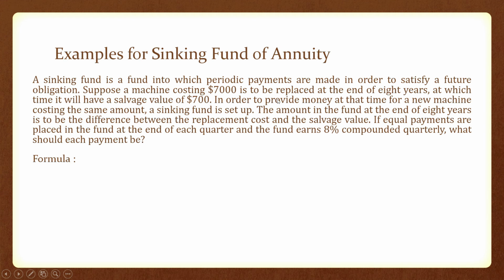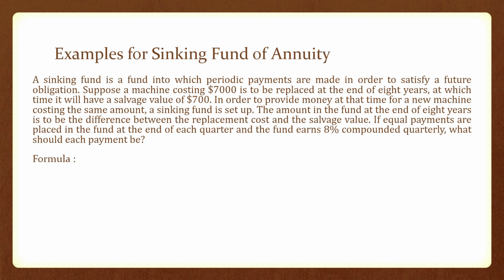In order to provide money at that time for a new machine costing the same amount, a sinking fund is set up. The amount in the fund at the end of 8 years is to be the difference between the replacement cost and the salvage value. If equal payments are placed in the fund at the end of each quarter and the fund earns 8% compounded quarterly, what should each payment be?